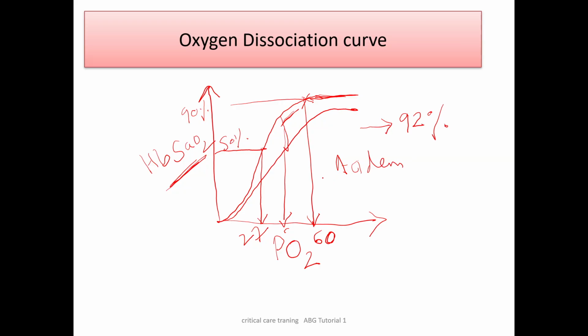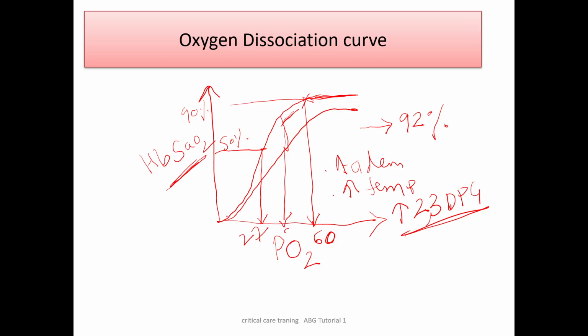This happens during acidemia or acidosis. Second, it will happen when there is an increase in temperature or there is an increase in 2,3-DPG, that is 2,3-diphosphoglycerate, which you see in anemia.